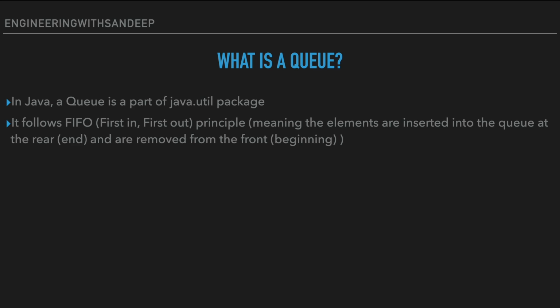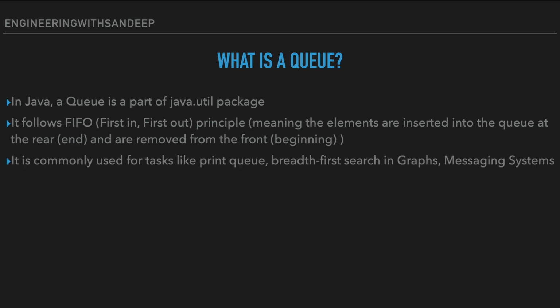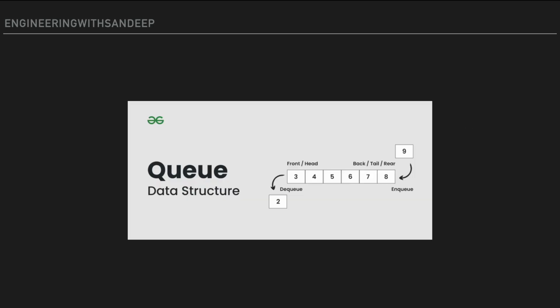Unlike stack data structure, queue follows first in first out principle, meaning that the elements are inserted in the queue at the end and removed from the front of the queue. And it is commonly used for tasks like print queues, breadth first search in graphs, and messaging systems.